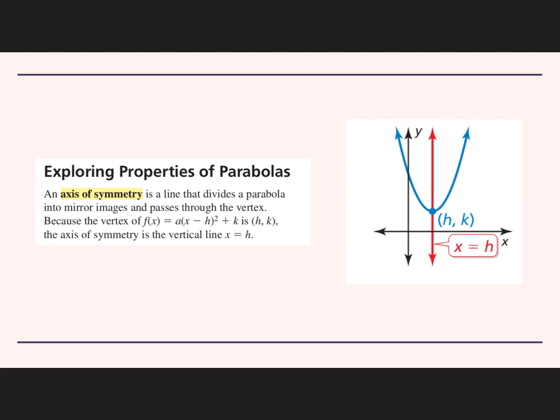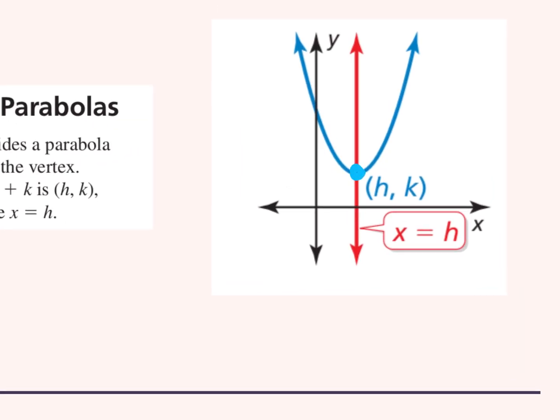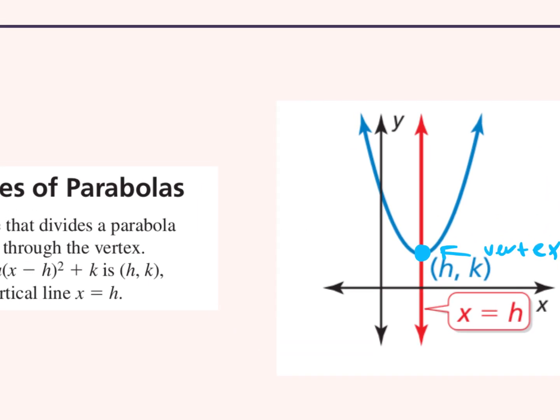All right, so we're going to be talking about the properties of parabolas. We know that our vertex comes from either the very top part of our parabola or the very bottom. So that key point, our h comma k, is our vertex. If our parabola opens downwards, our vertex is at the very top. But again, that's our h, k.